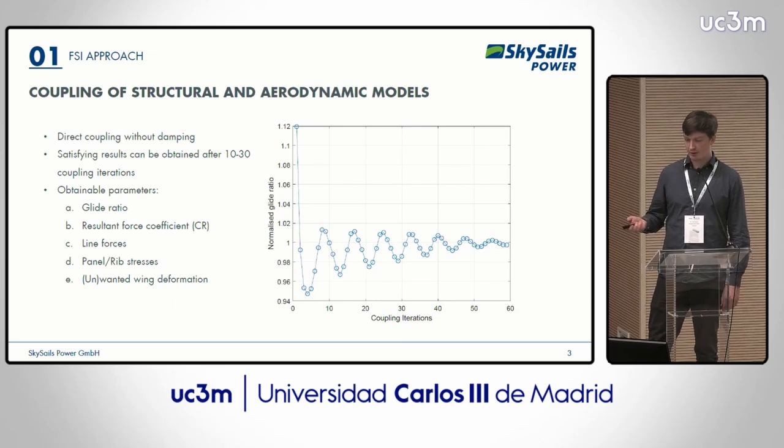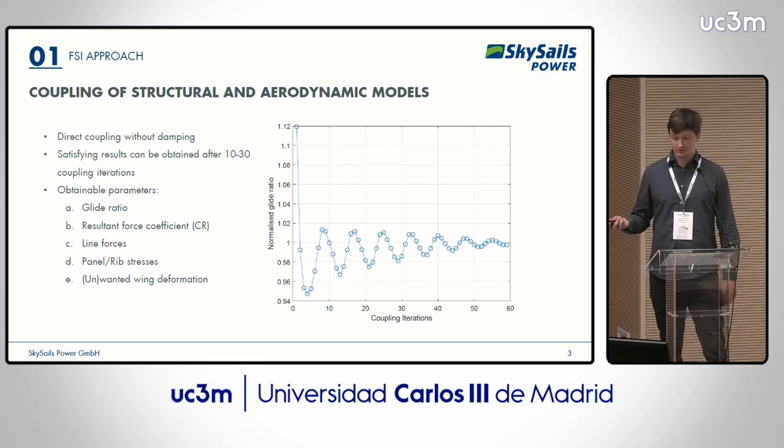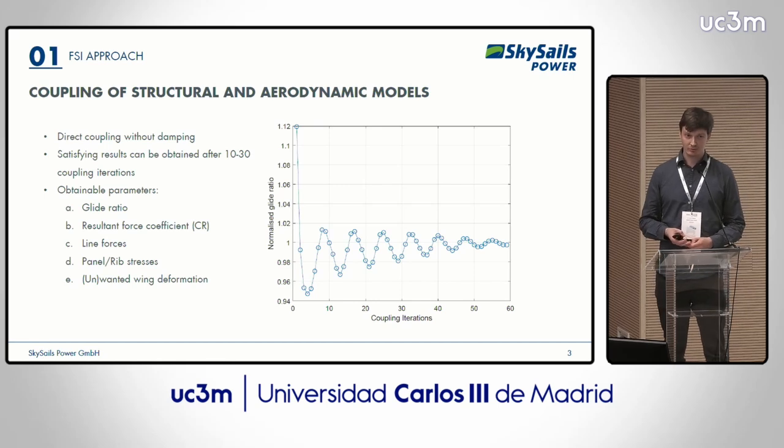The obtainable parameters we are using for the design are the glide ratio and the resultant force coefficient, which determine the power extraction in the end. But we can also get line forces and the stresses in the canopy. And we can also obtain wing deformation. Sometimes they are wanted. For example, if we pull or shorten certain lines, then we can actually increase the camber of our wing. So this is really nice to be able to see in a simulation environment.